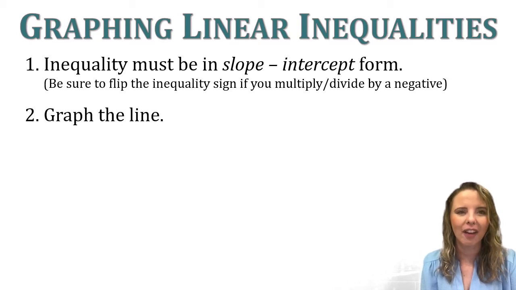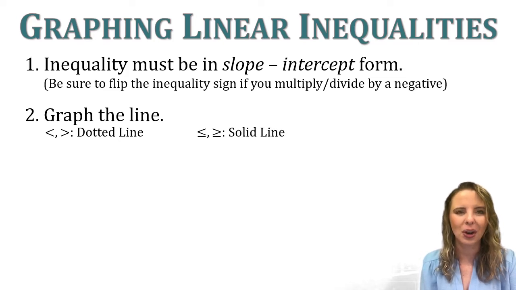Then, once you begin to graph the line, you need to determine what kind of line you have. If it's greater than or less than, you're going to have a dotted line. If it's greater than or equal to or less than or equal to, you're going to have a solid line.